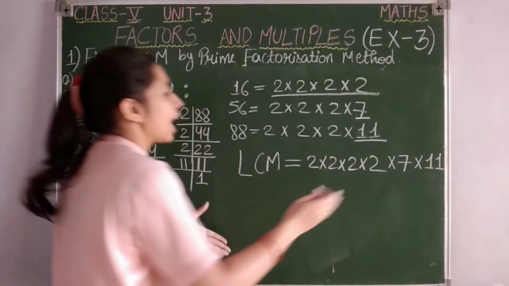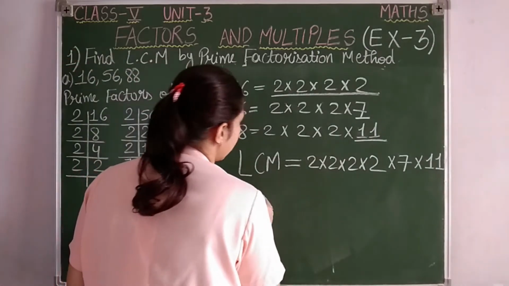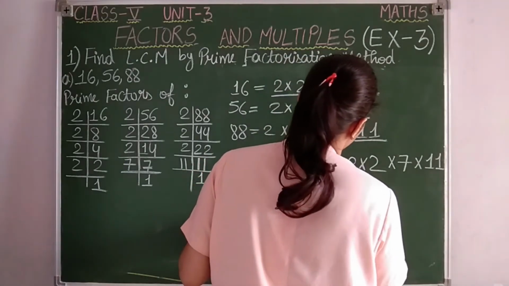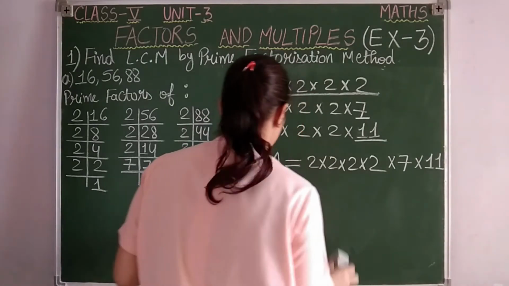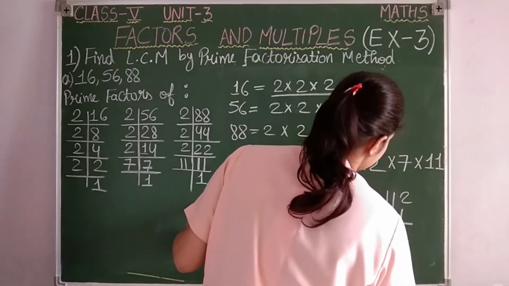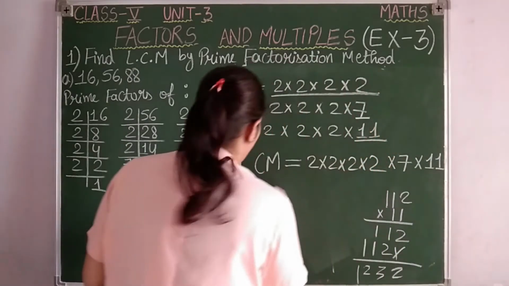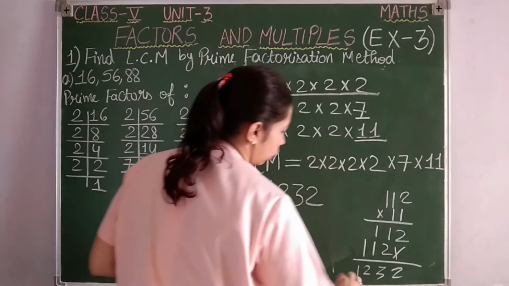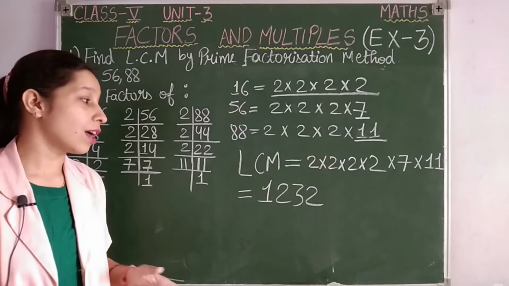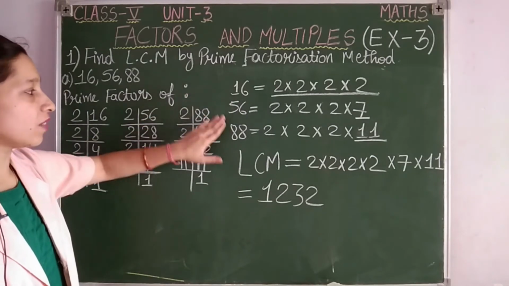So like this I will be taking the prime numbers and simply I will be multiplying. Now let us multiply. 2 2s are 4, 4 2s are 8, 8 2s are 16, 16 7s are 112. 112, 11s we have to do, students. So 112 times 11: 1 2s are 2, 1 1s are 1, 1 1s are 1, same 112. So our final answer is 1232. So I multiplied all these numbers and I got 1232. So this number 1232 is the LCM of 16, 56 and 88.